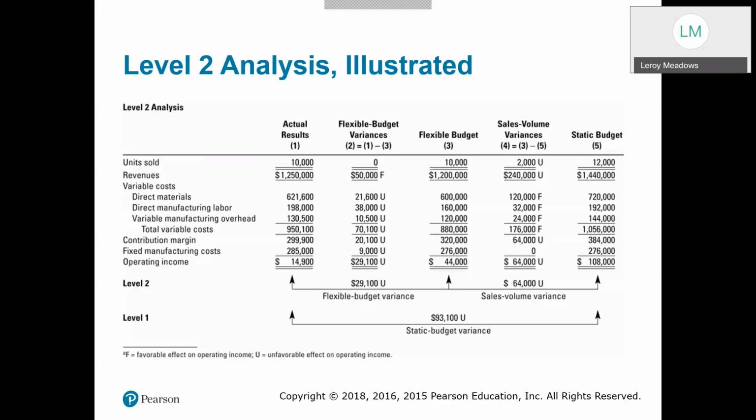And one more thing to note here, my static budget variance of 93,100 is unfavorable. It is a combination, or a netting effect, of both the sales volume variance and the flexible budget variance. So once we net the effect of those, if they're both unfavorable, then we add them together. If one's favorable and one's not, we take the difference between them, and then we see which way it is, if it's unfavorable or favorable from there.